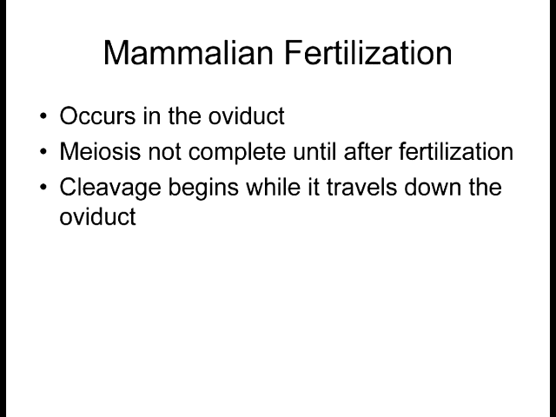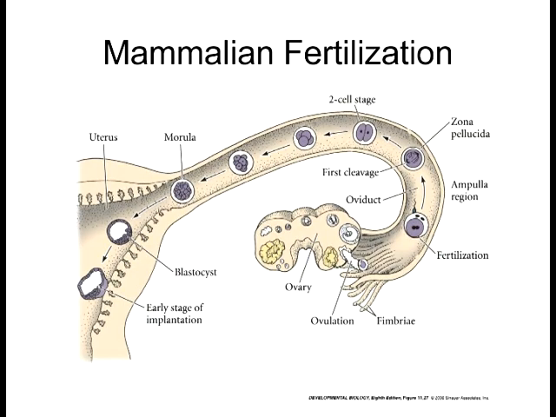Okay, so mammalian fertilization. There's some fascinating things about this, which includes mice and rats and humans. It occurs in the oviduct. Now, one of the fascinating things about mammalian fertilization is when the female ovulates the oocyte, meiosis is halted at about metaphase 2, and it won't even finish until fertilization.